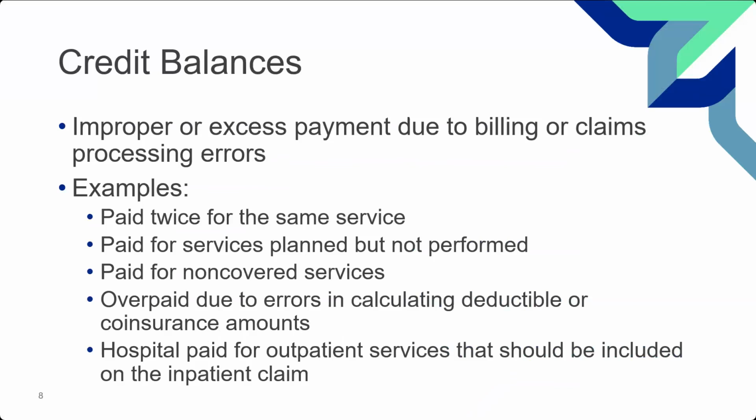A credit balance could be an overpayment because of errors made in calculating the beneficiary's deductible or coinsurance that was due or that you thought was due. Or a hospital that bills and is paid for outpatient services that should have been included in the inpatient claim due to hospital bundling or the 72-hour rule, the 3-day payment window, those types of situations. Those are just examples of things that could generate a credit balance within your system.